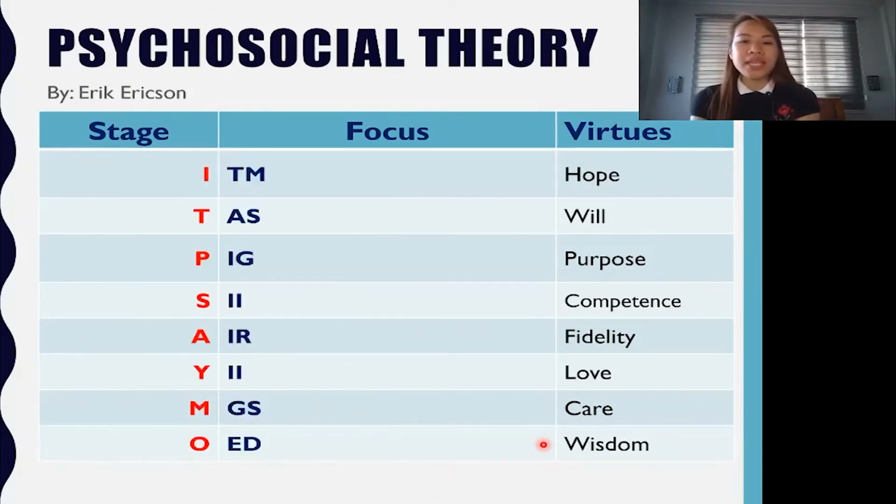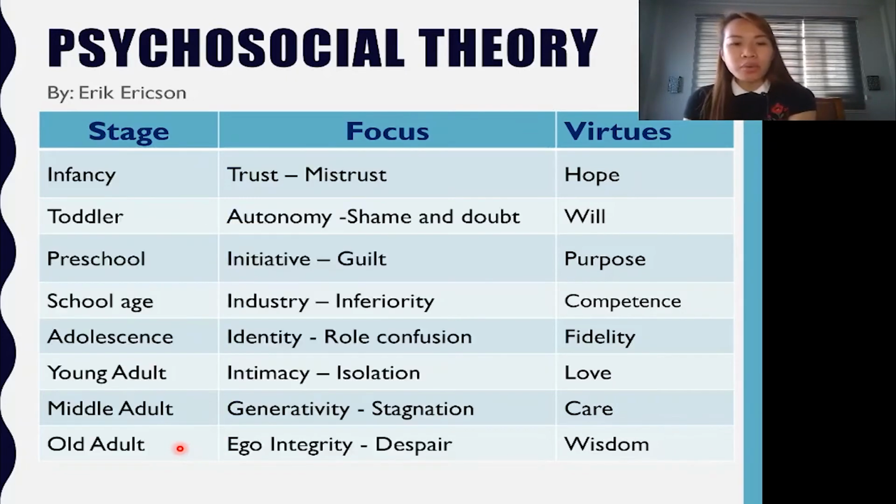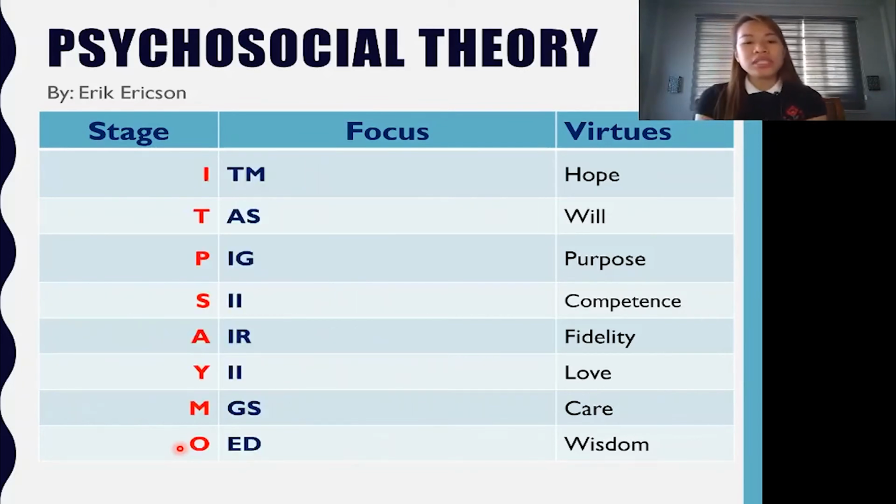Now, my mnemonic is this. When I was in college, I tried to remember it this way. ITM, TAS, PIG, C, AIR, E, MGS, OET. And that's it. I can already recite by heart what those words mean. So I hope you create your own mnemonic, or you can also use this mnemonic and then use it to memorize the psychosocial theory. Because I bet you in the board exam, there will be at least one question that will pertain to this theory.